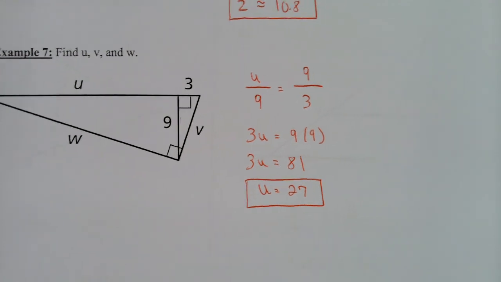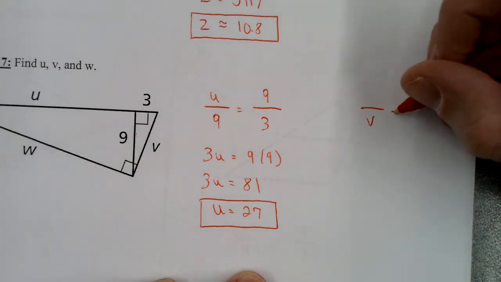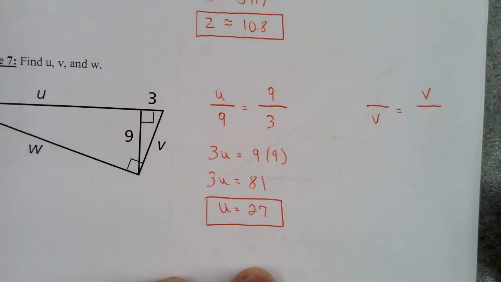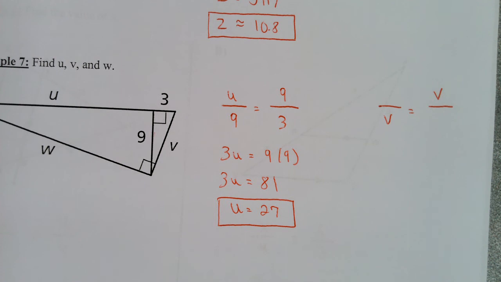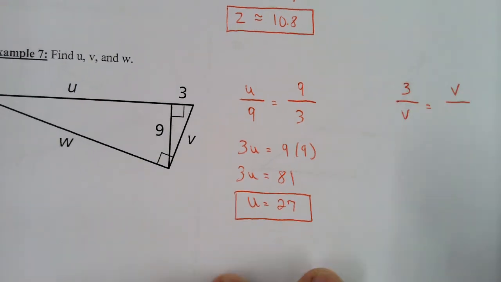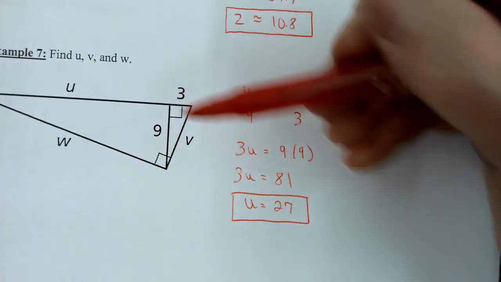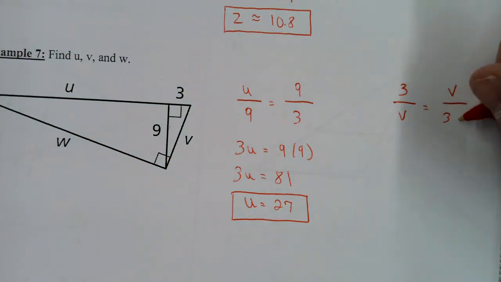Now let's solve for v. V is a leg. So it's a geometric mean between the portion of the hypotenuse that's right next to it, in this case 3, and the entire hypotenuse. The entire hypotenuse is 30 because we know that u is 27. So 3 plus 27 is 30.